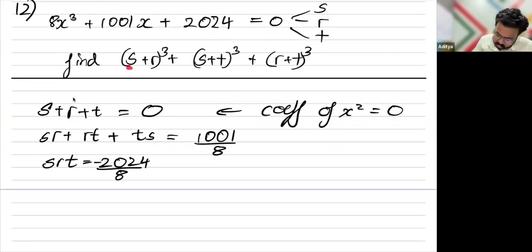Here you are supposed to find S plus R the whole cube, S plus T the whole cube, and R plus T the whole cube.